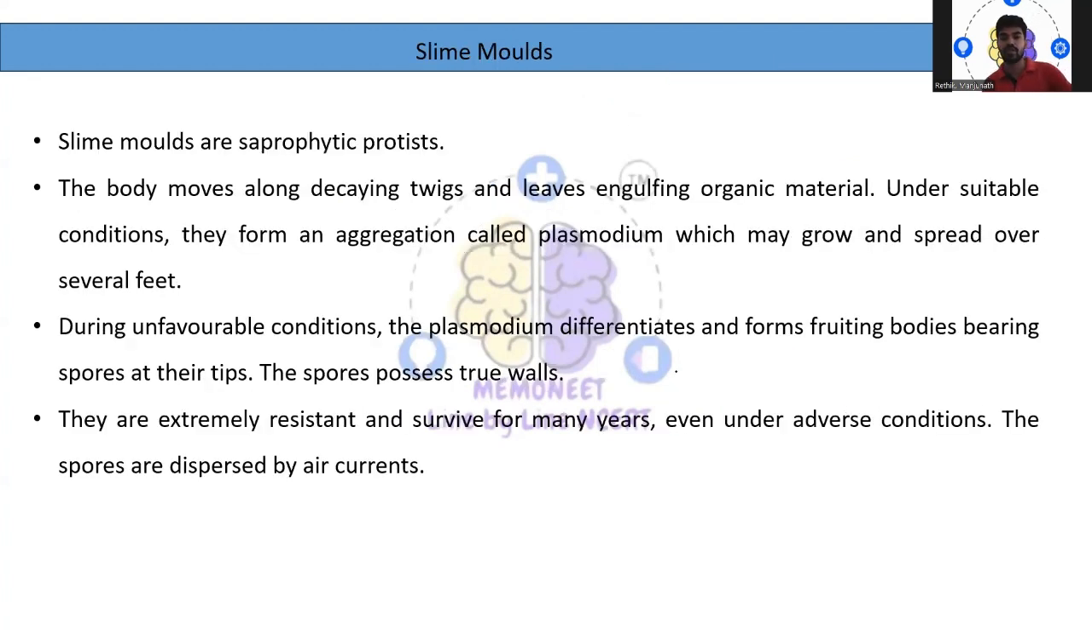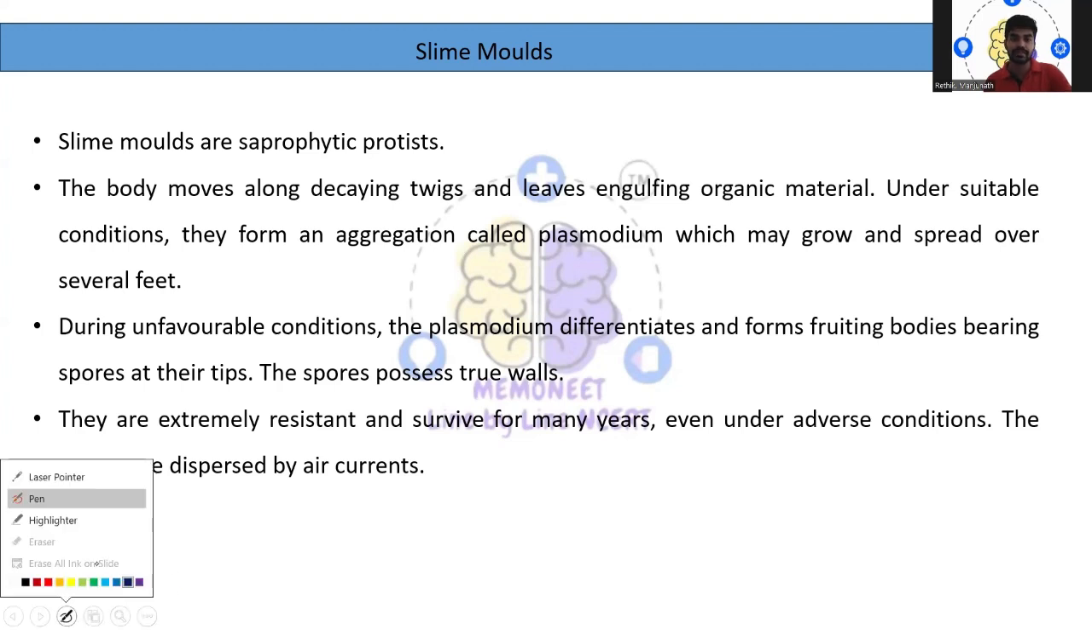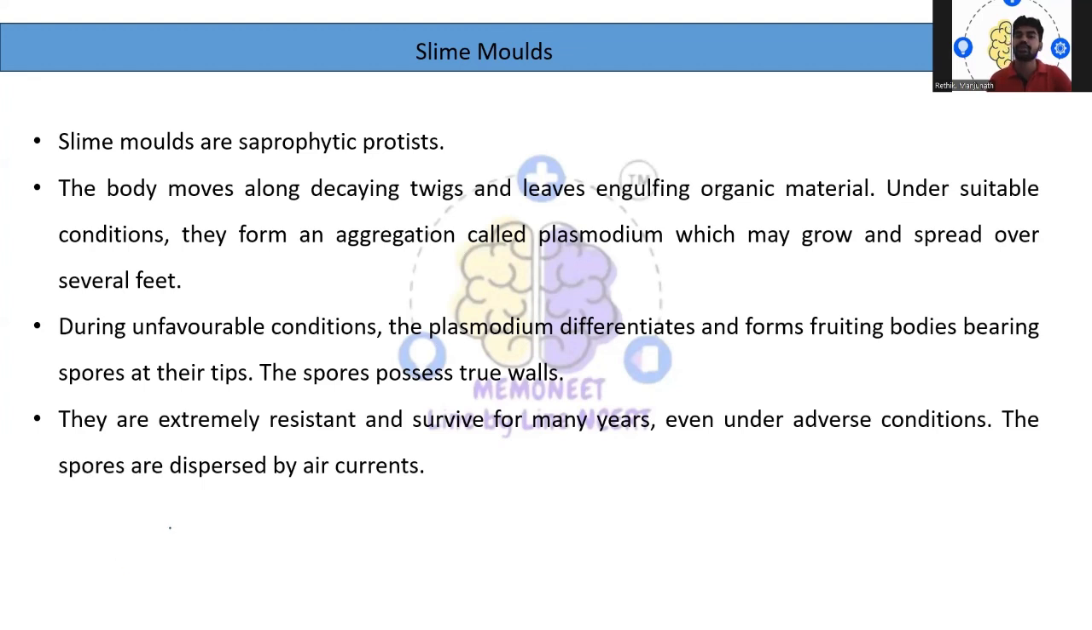So coming to the slime molds, what happens? Slime molds are saprophytic. That means you can actually see the body moves along decaying twigs and leaves. So if there is any decaying substance, what happens? Their body moves along the decaying twigs and leaves and engulfs this. That means they normally engulf organic matter.